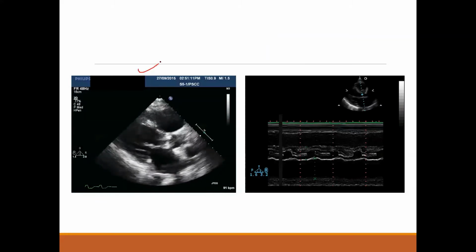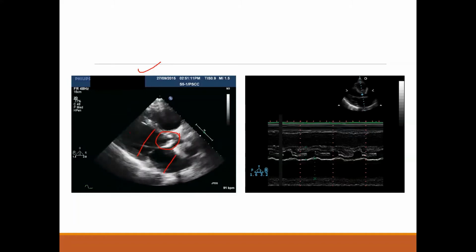This one here, dilated LV, okay. And dilated left atrium, okay. And the aortic valve is heavily calcified. Yes, heavily calcified aortic valve with limited excursion, so degenerative aortic valve.